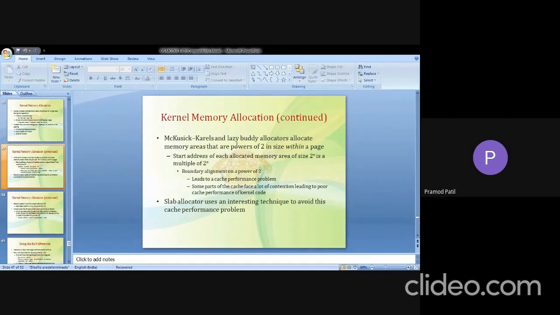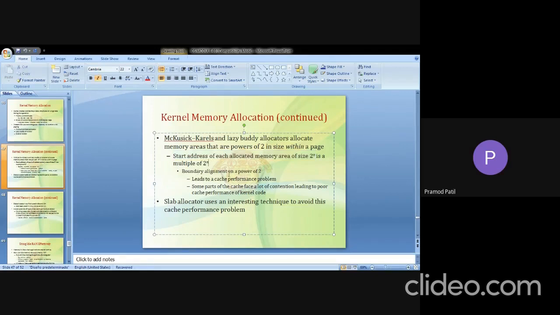So the McKusick-Karels kernel and lazy buddy allocator allocates memory areas that are power of 2 in size within a page. So it uses the technique called power of 2, as I told: 2 raised to 0, 2 raised to 1, 2 raised to 2, like that it is going to allocate. The start address of each allocated memory area of size 2 raised to n is a multiple of 2 raised to n. So obviously it is a multiple of 2 raised to n only.